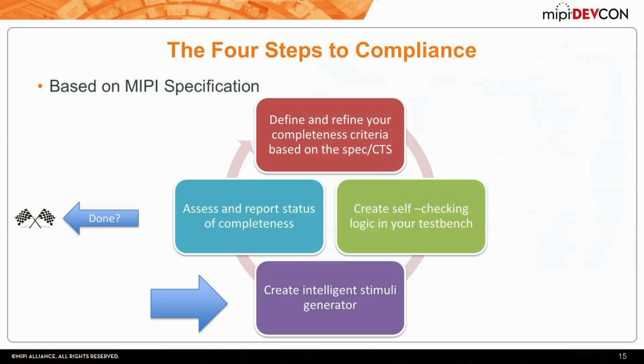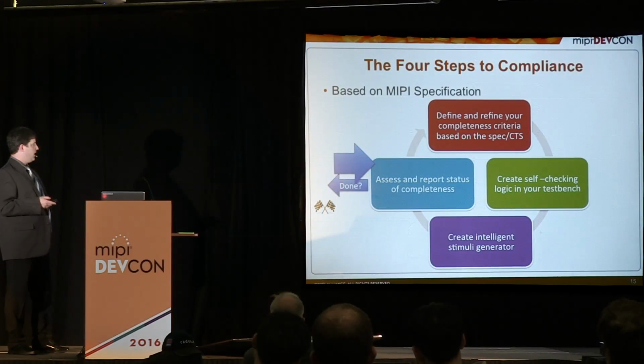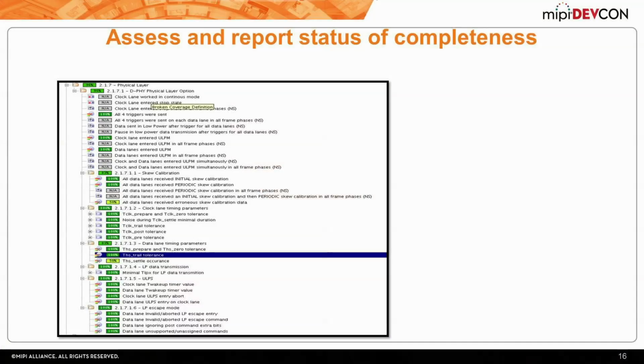Okay, and the last step is basically assessing and reporting the status of the completeness of the compliance. So basically, as I said, after we run all the randomized tests which were created, we get a grade for each of the cover items in the cover model, which are also linked to the verification plan and the spec itself. And we get a grade for each of the scenarios.